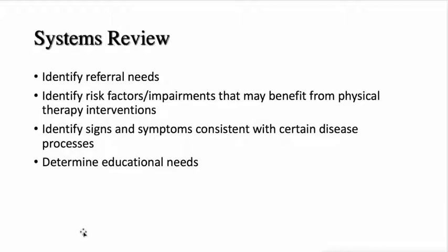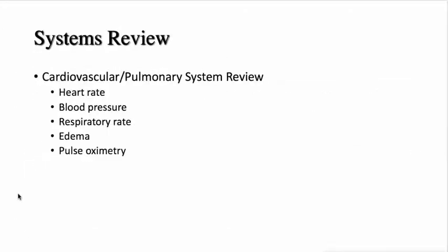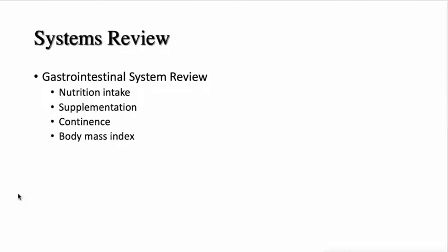Systems review. We've talked about we want to identify referral needs, identify risk factors, identify signs and symptoms consistent with certain disease processes, and determine educational needs. We want to look at cardiovascular function, pulmonary function, because all of these are important for wound healing. Heart rate, blood pressure, respiratory rate, edema, pulse ox.